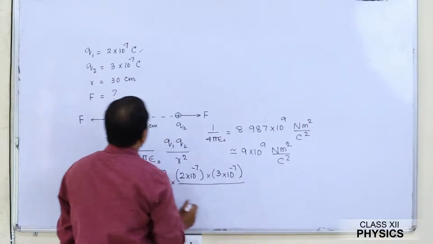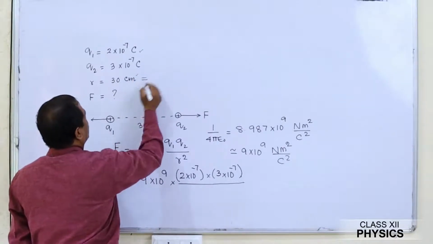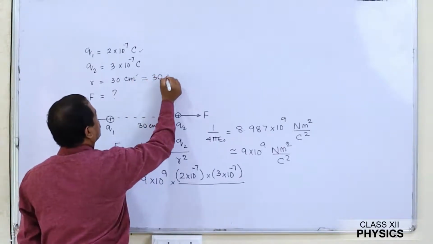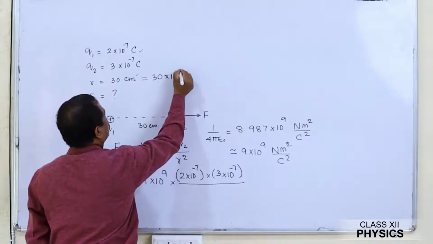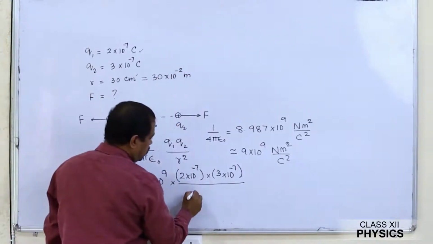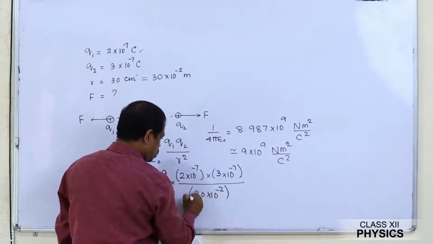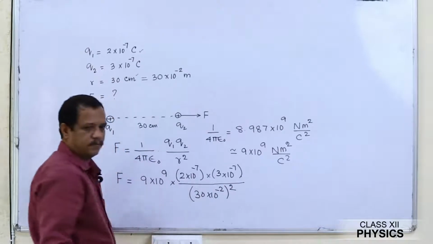divided by the distance. The distance is given in terms of centimeter. I want to convert this into meter. So this happens to be 30 into 10 power minus 2 meter. And now I substitute 30 into 10 power minus 2 as the square of the distance. This is the case.